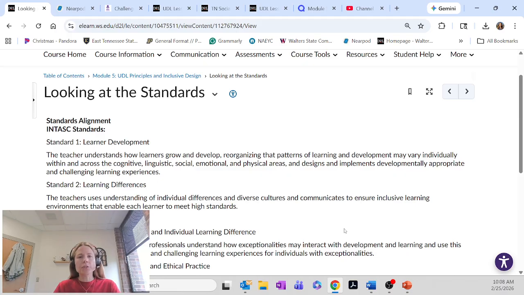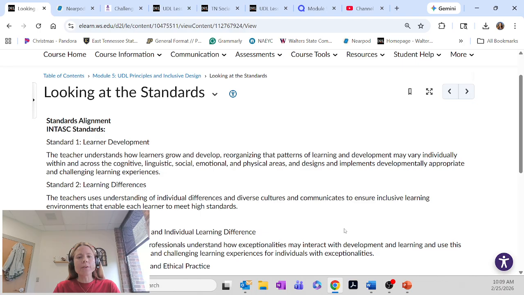Where the teacher understands how learners grow and develop. You recognize that patterns of learning and development may vary individually within and across cognitive, linguistic, social, emotional, and physical areas, and design and implement developmentally appropriate and challenging learning experiences. So we're going to realize learner development plays a big part when we're talking about UDL.